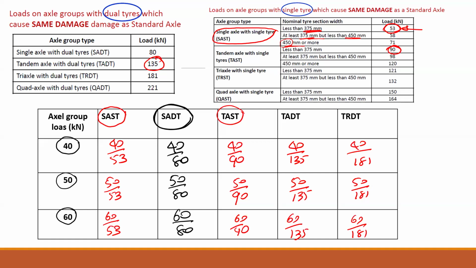Yes. So you always go with this less than 375 if they haven't mentioned it. If they have specifically told you the tire width, then you go for the higher tire width. Otherwise, you just select the first one, which is the normal one. Okay.